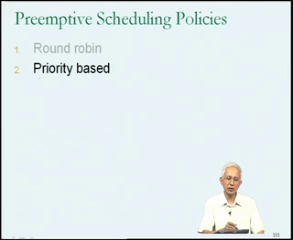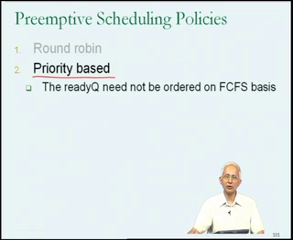And in this direction, rather than just inserting processes into the first come first served queue on the basis of their time of creation, some other consideration could be used. So the idea of any priority based scheduling scheme is that the ready queue need not be ordered on a first come first served basis. The first come first served basis is in some sense arbitrary. It does not take into account any attributes of the process other than its time of creation.